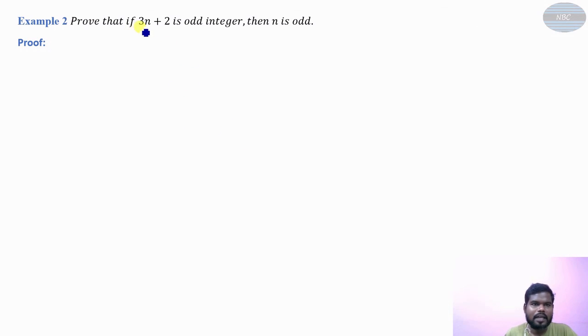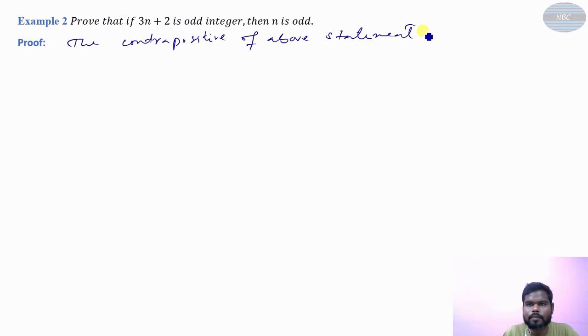Come to another example. Prove that if 3n plus 2 is an odd integer, then n is odd. The contrapositive of the above statement is: if n is even, which is the negation of n is odd, then 3n plus 2 is even. If n is even, then 3n plus 2 is even. That is the contrapositive of the above statement.